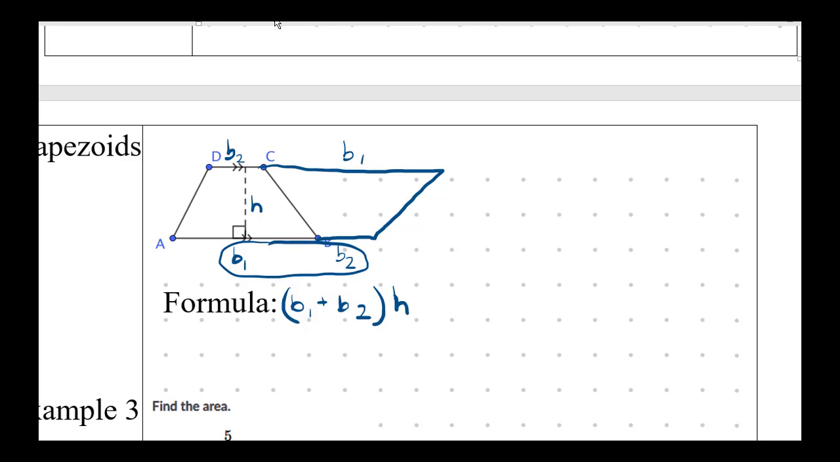What do we need to do to all of this area? Quiet raised hand. It's the same thing that we're doing with triangles. Anna. Divided by 2, because we have twice the area, because we have twice the shapes. If we divide that by 2, now we're left with the original shape. So here's our formula for trapezoids. You add B1 and B2, you multiply it by the h, and then you divide it by 2.